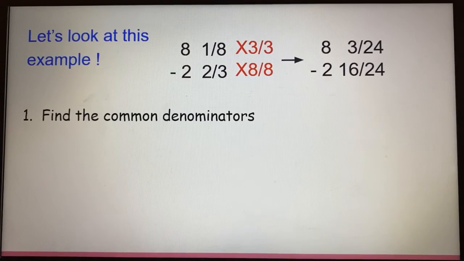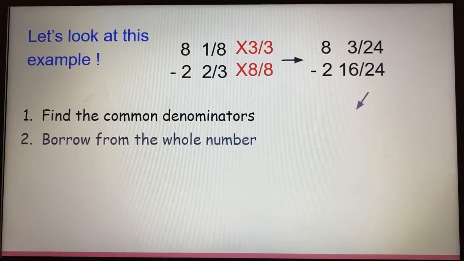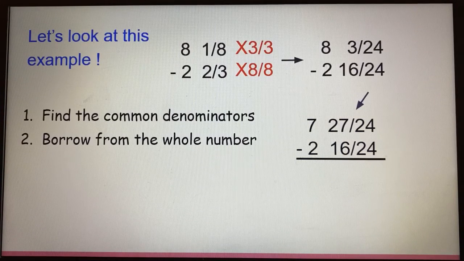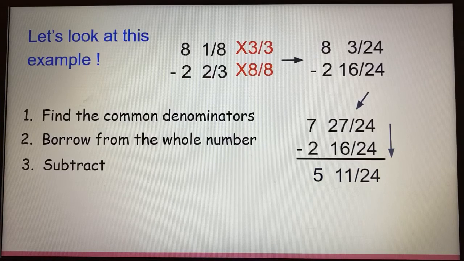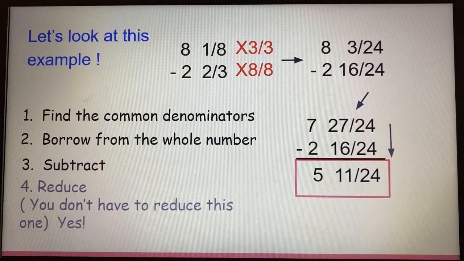But we can't take 16 from 3, so we're going to have to borrow from our whole number. So we'll have to make it a 7 and 27/24. We added 24 to 3. Now we can subtract. So if we subtract, 27 minus 16 is 11, and 7 minus 2 is 5. And we are done because you can't reduce this one. Yes, another one we don't have to reduce.